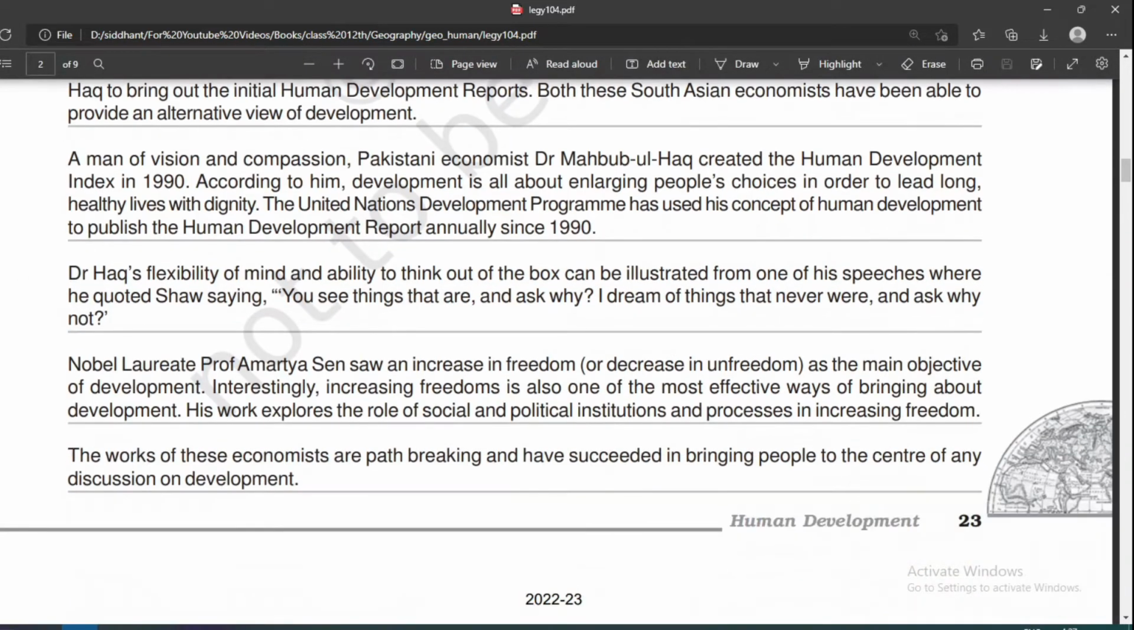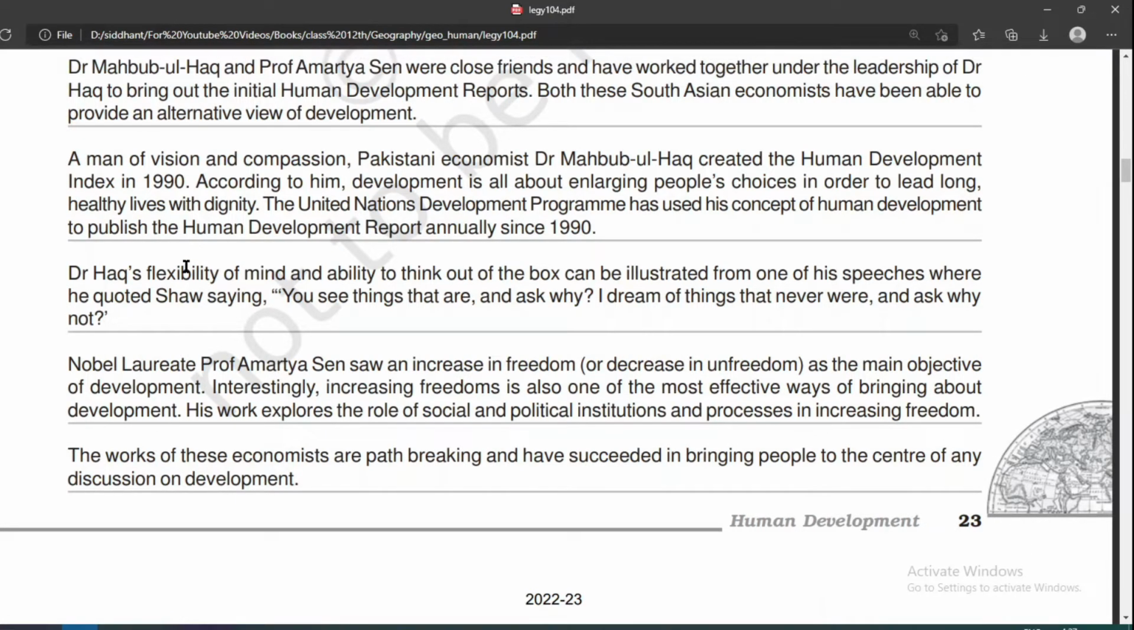Dr. Haq's flexibility of mind and ability to think out of the box can be illustrated from one of his speeches where he quoted Shaw saying, "You see things that are and ask why. I dream of things that never were and ask why not."